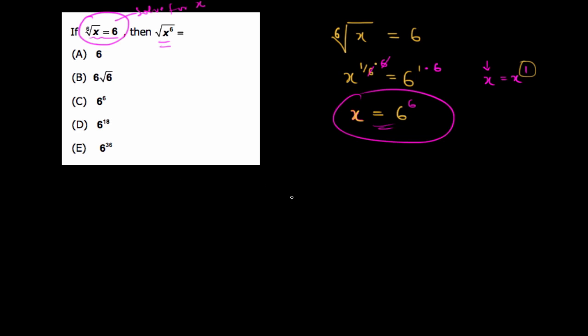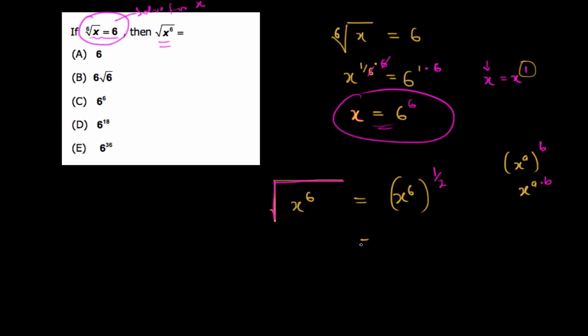For this part, it says the square root of x to the power 6. Another way of writing this is x to the power 6, raised to the power half. Again, we are going to use the law that says x to the power a, to the power b, is the same thing as x to the power a times b. That is, you can multiply the exponents.